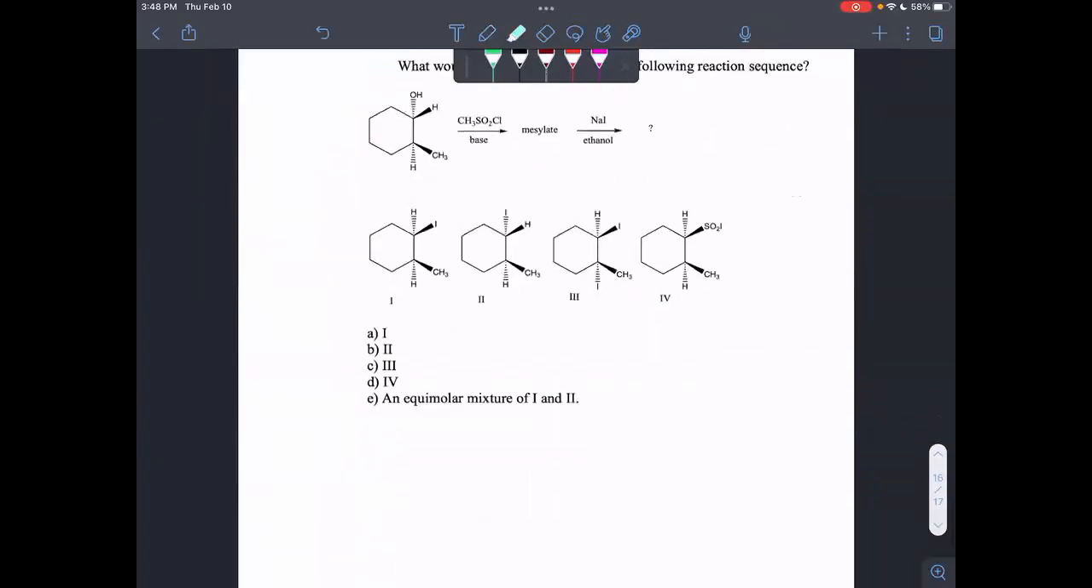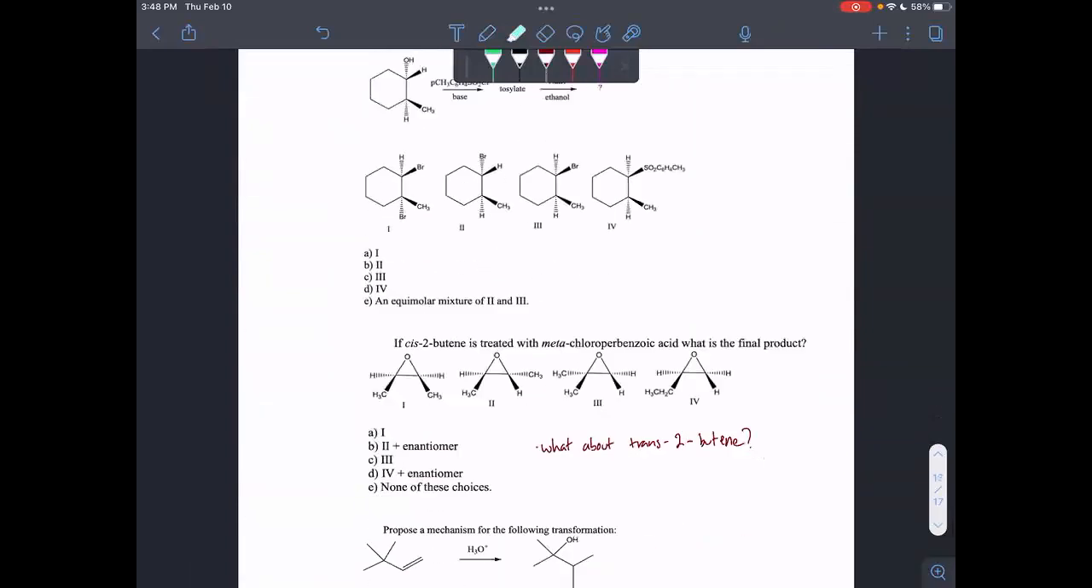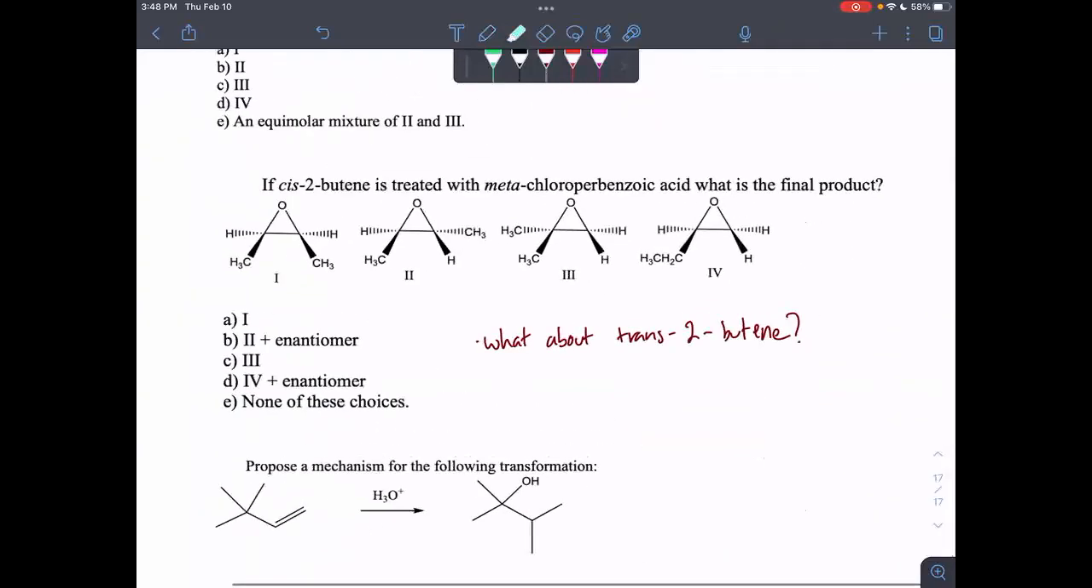Okay, this is literally the same thing. So let me see if I have anything else. Okay, so if we have cis-2-butene that reacted with MCPBA, what's the final product? Cis-2-butene looks like this. Yeah, it's 1 because the substituents started cis and then they ended cis. And if we had trans-2-butene, what would the final product be? Yeah, they're trans.